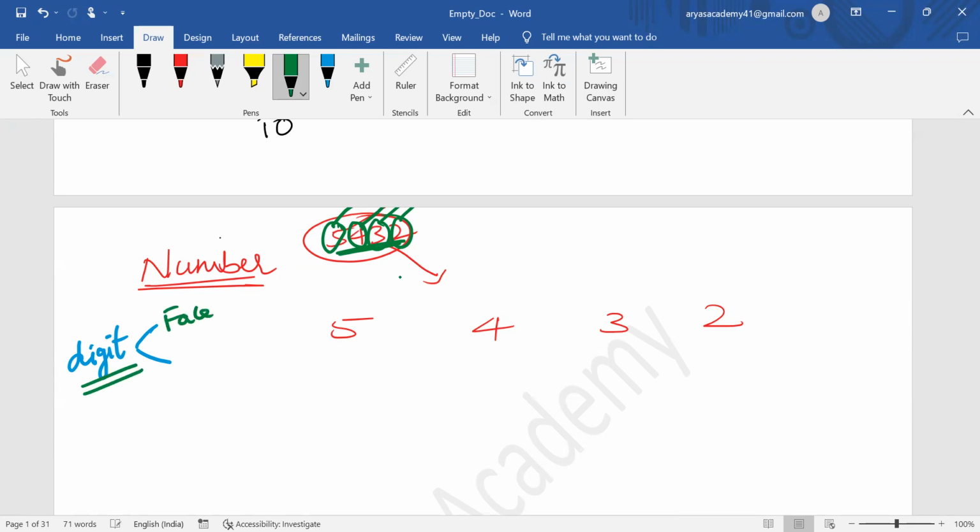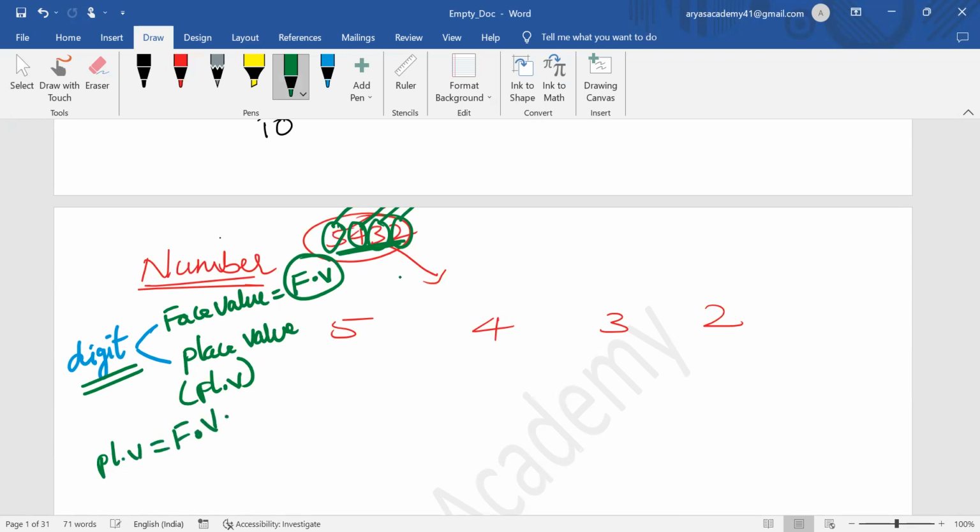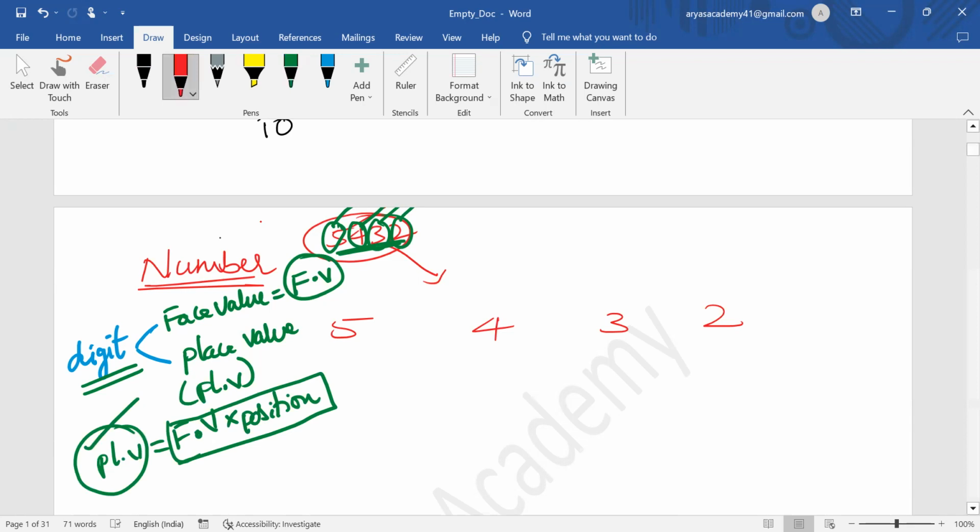One is called face value, which will be hereafter abbreviated as FV. And the second one is known as place value. Hereafter, it will be abbreviated as PV. Place value is obtained by multiplying the face value of the given digit with its position. Face value when multiplied by position will give you the place value of that particular digit.